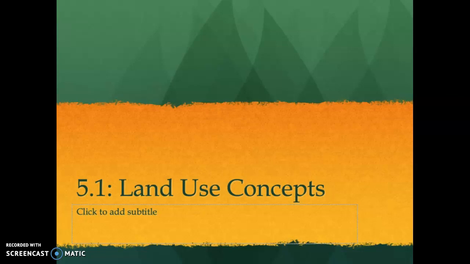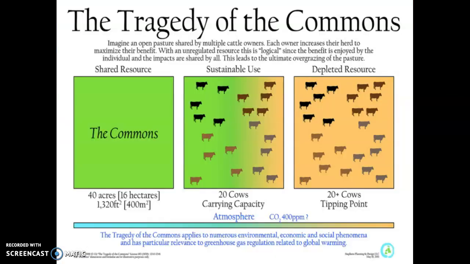So for the beginning of this unit, we are going to talk about land use concepts. Unit 5 is all about land and water use. So the first main point that is brought up is something called the tragedy of the commons. And a common is an area that's owned by everyone.